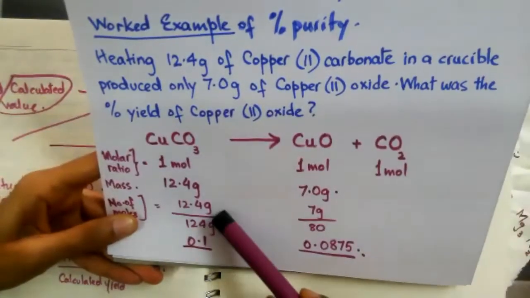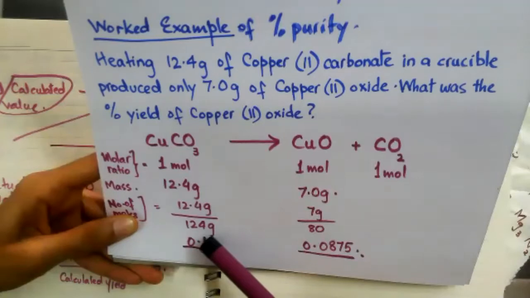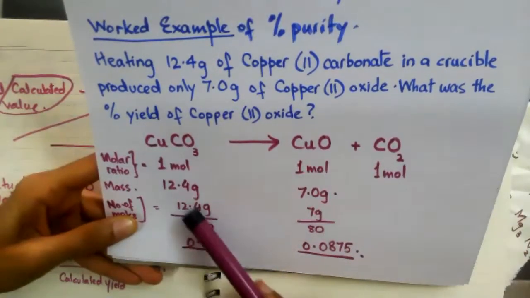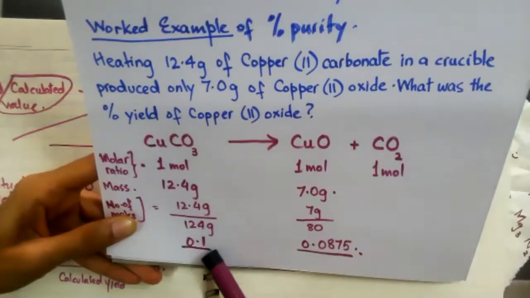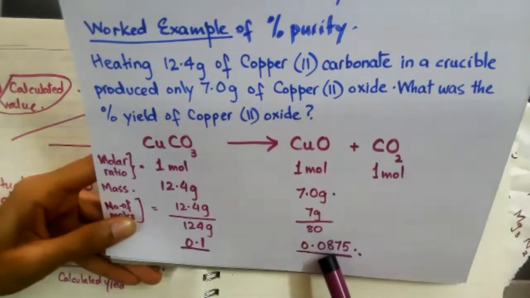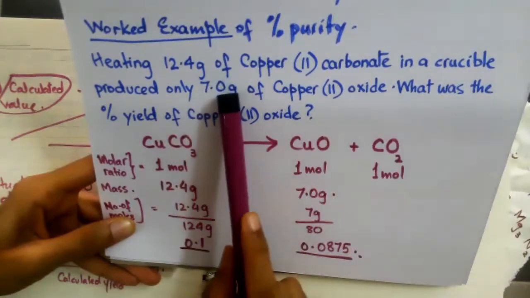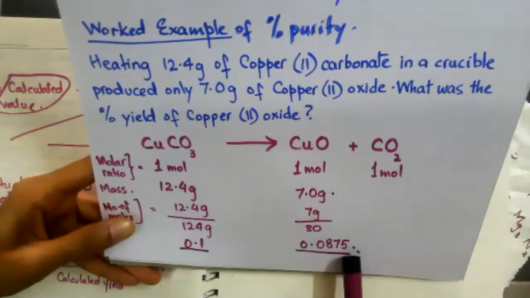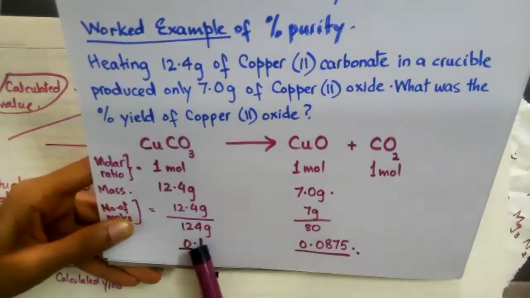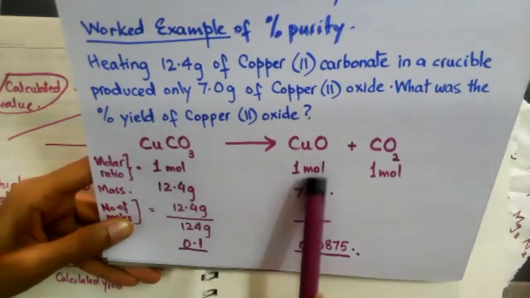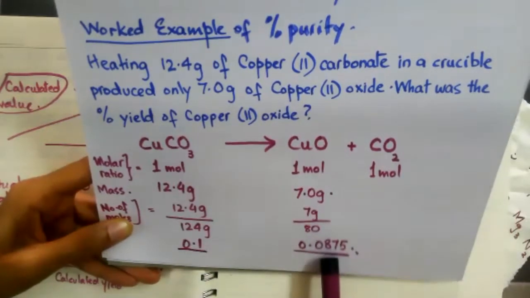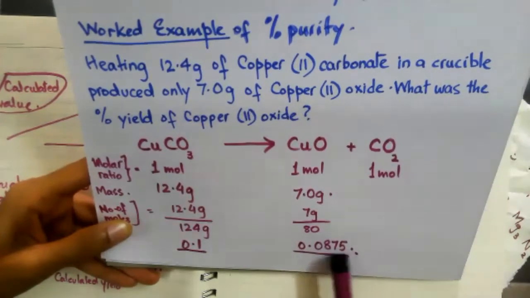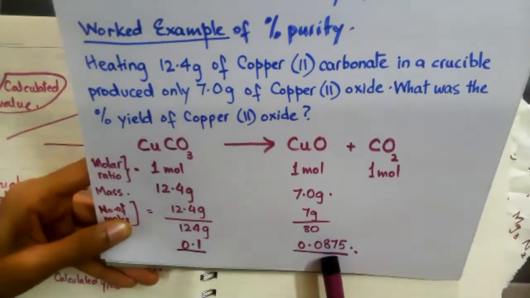So 12.4 grams divided by the molar mass: mass divided by molar mass, 12.4 grams divided by 124.1, gives the moles. And for copper oxide, according to the question, the moles are 0.0875. Now, according to this ratio, this should also have been 0.1, right? But it's not 0.1. If you round it off, it is 0.1, but actually it's not.